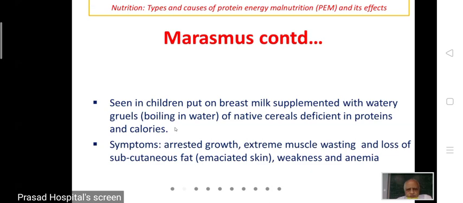Symptoms are arrested growth, extreme muscle wasting, and loss of subcutaneous fat. Like emaciated skin, that means fat disappears underneath the skin and it shows simply the skeleton and the thin skin. Weakness and anemia, of course, are seen in these subjects. No edema. So there's no edema in these people.